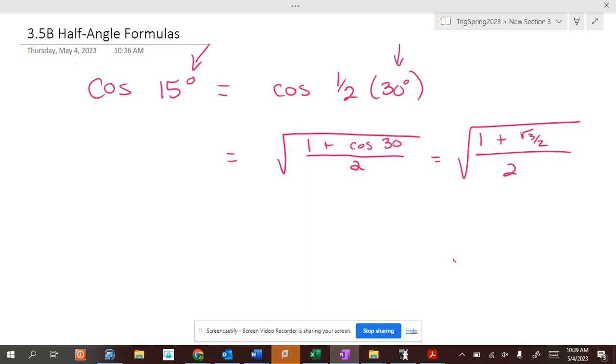Multiply it by the denominator of the denominator. The denominator and the numerator is 2, so I'll multiply both the numerator and denominator by 2. So I'm going to get the square root of 2 plus the square root of 3 all over 4. Because the square root of 3 over 2 times 2 is the square root of 3, and 2 times 1 is 2, and 2 times 2 is 4.